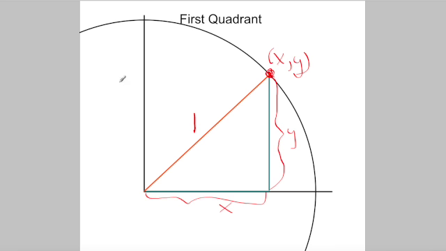And if I did the Pythagorean theorem, I would know that x squared plus y squared will be equal to 1 squared, or 1, which is something that we discussed earlier. x squared plus y squared is equal to 1.